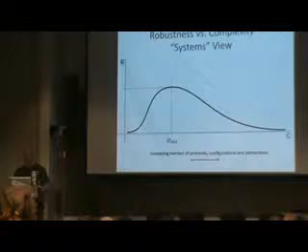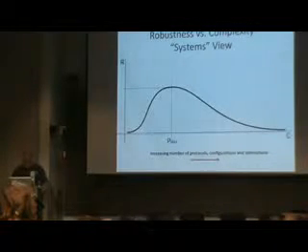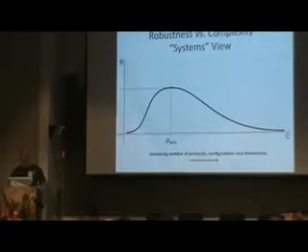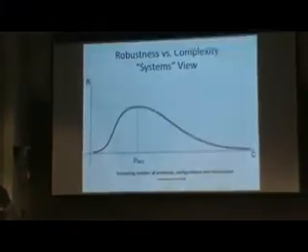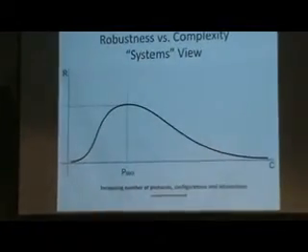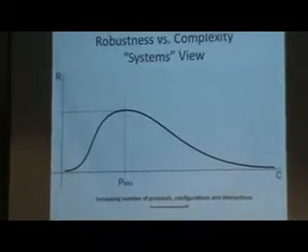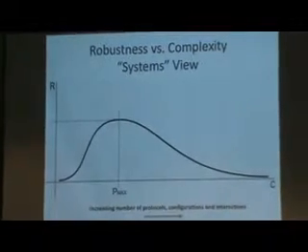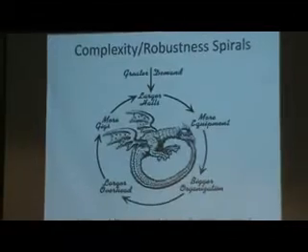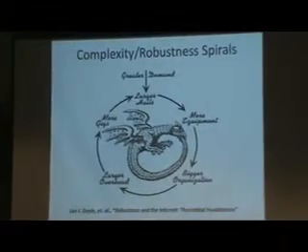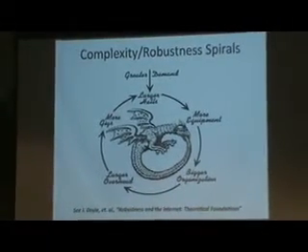If you head to the long tail, what you notice is that you have more and more protocols, more and more kinds of configuration, and more interactions. So it's this heavy-tailed curve of robustness versus complexity. So how's this all related to SDN? Well, there's something called the complexity robustness spiral going on.